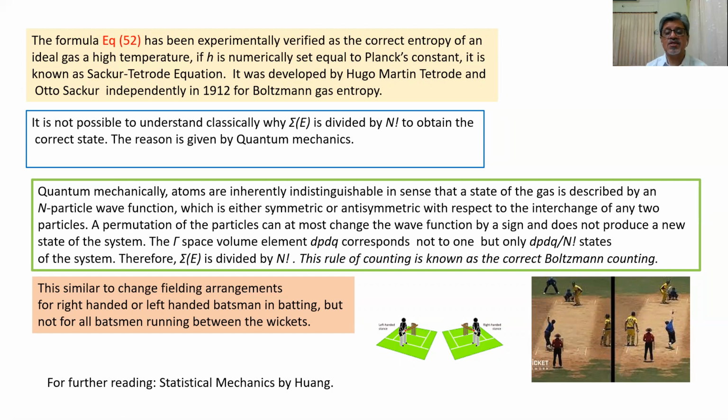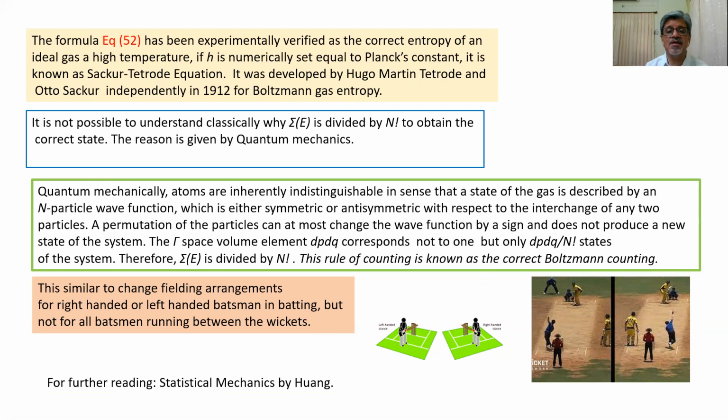Now we try to understand this particular nature by our famous game of cricket. We know that in cricket, there are two types of batsmen. One is right-handed, another is left-handed. So we have to make a different fielding arrangement for a right-handed batsman or a left-handed batsman. If running between the wickets by two batsmen is taking place, and both are right-handed, then running between the wickets will not invite a change in fielding.